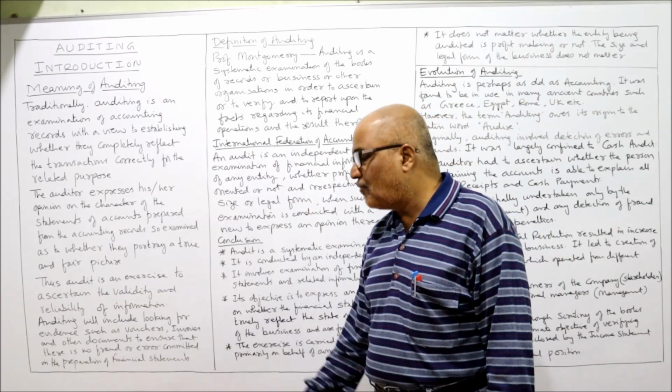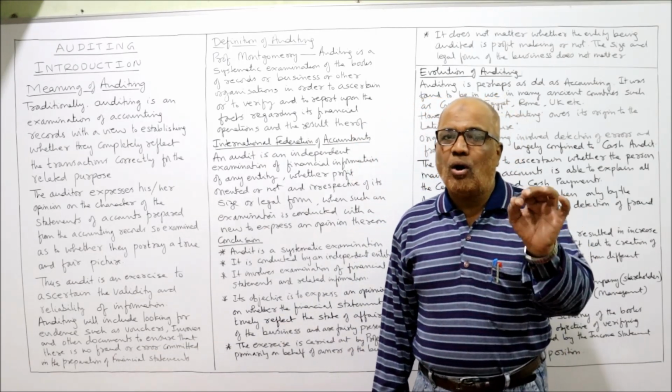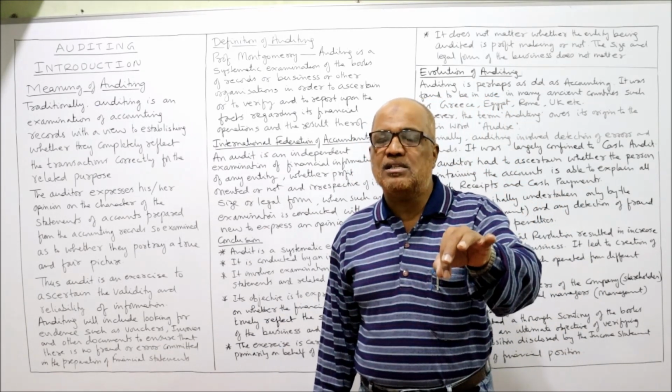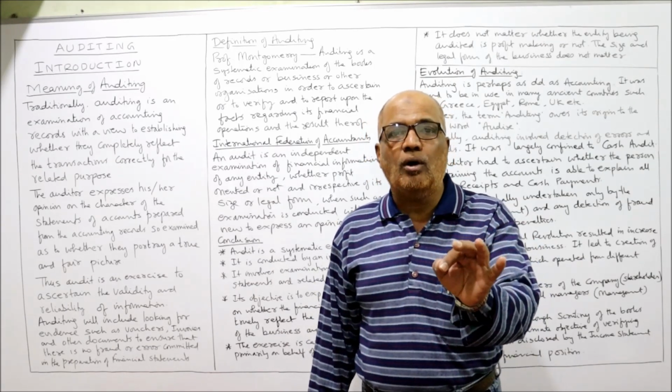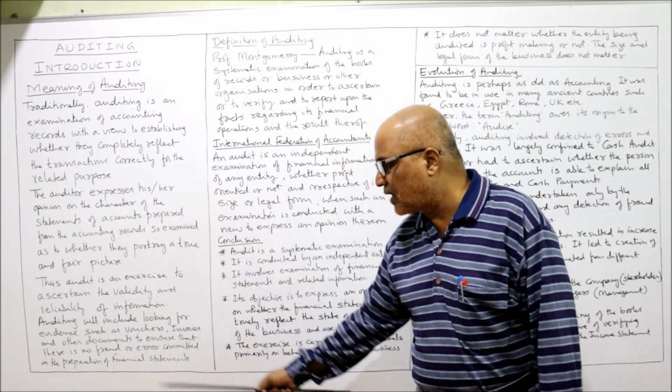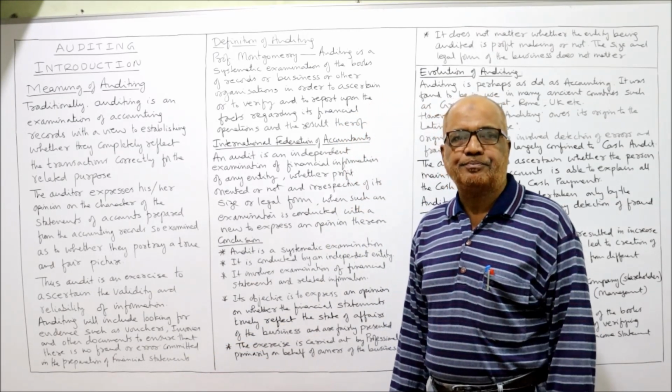To ensure that there is no fraud or error. Why are the auditors checking the evidence in the records of the transactions? To see whether there is any fraud or error in the books of accounts, in the preparation of financial statements.